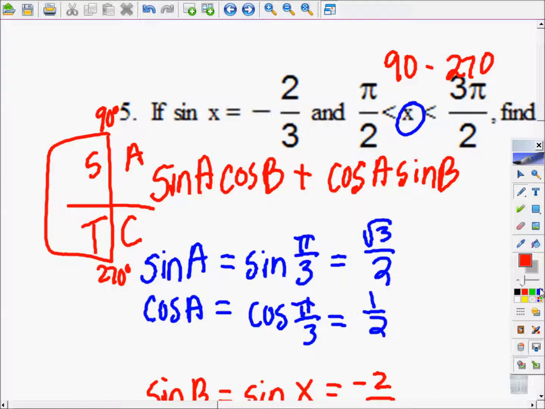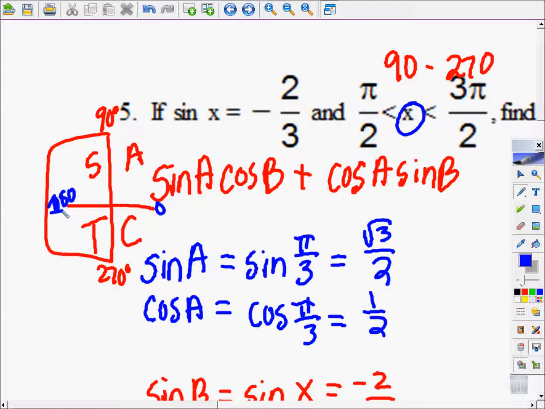I know it's probably school inappropriate, but something's true, and you remember it. So here goes. A stands for all tangents are positive if it's in the first quadrant. First quadrant is from 0 to 90. In the second quadrant, from 90 to 180, the only thing that is positive is sine, and everything else is negative. In the third quadrant, from 180 to 270, the only thing that is positive is tangent, and so everything else has to be negative.